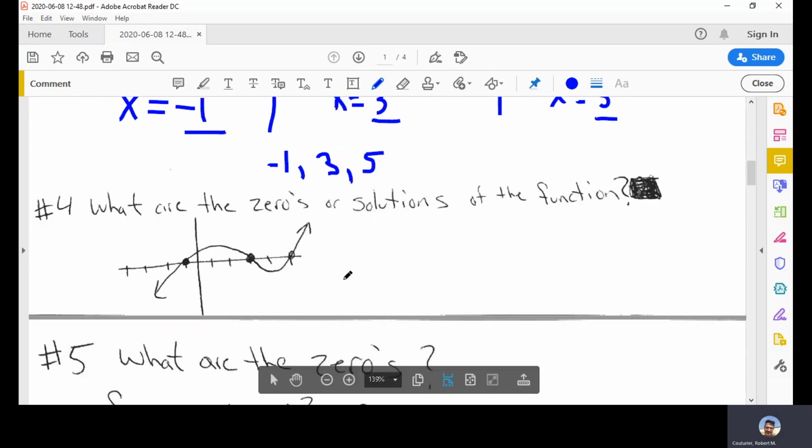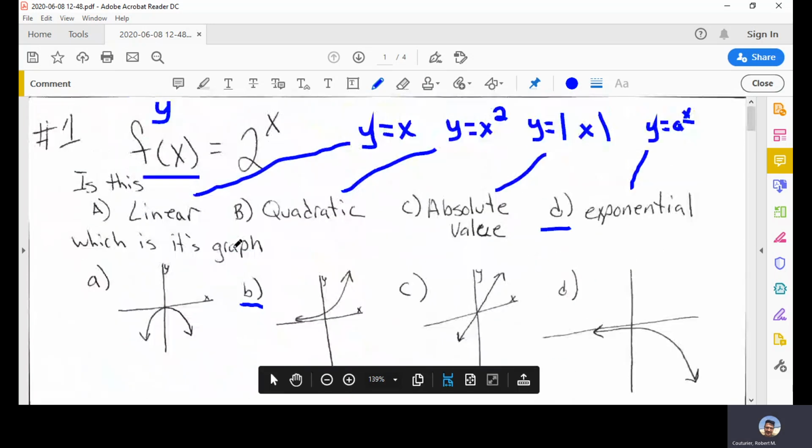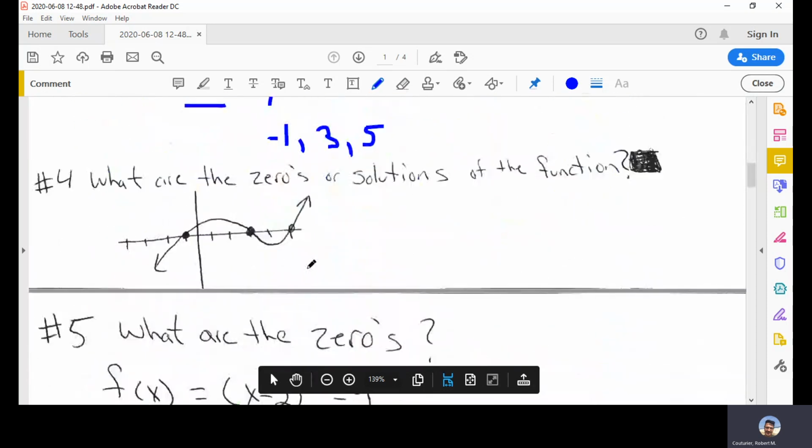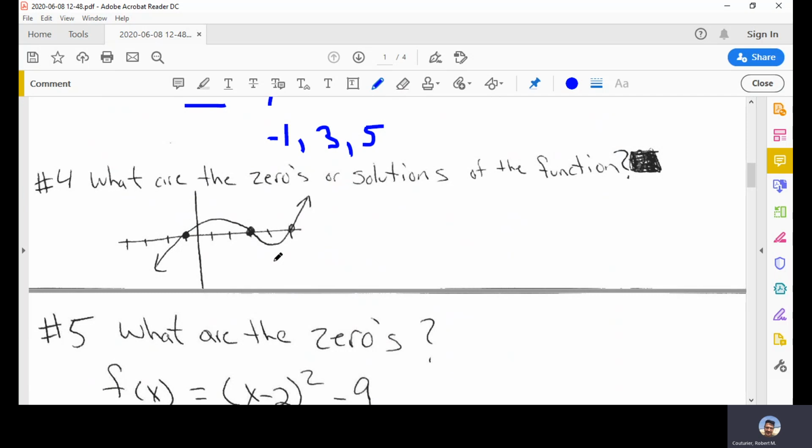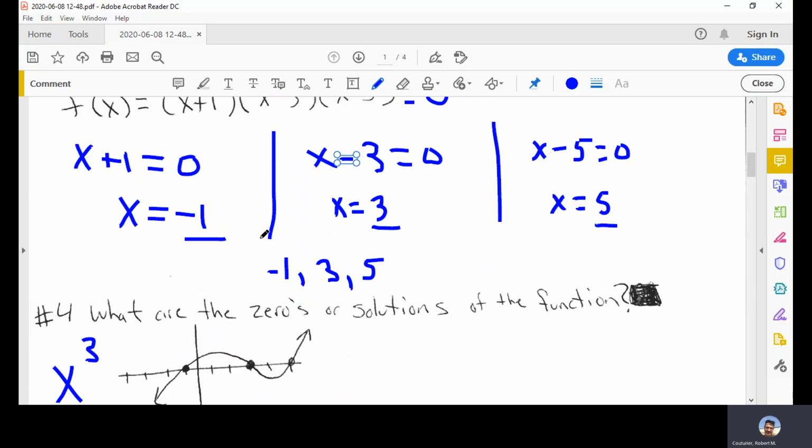Uh-oh, what is this? Mr. C, this graph here looks nothing like the parent graphs that we were talking about up here, our parent functions. This isn't a line, it's not a U-shaped graph, it's not a V, it's not a curve that goes up fast or a curve that goes down very fast. Yeah, guys, I know this is a cubic function. Did we study cubic functions? No, but we did learn about having multiple zeros in that one section of 8.